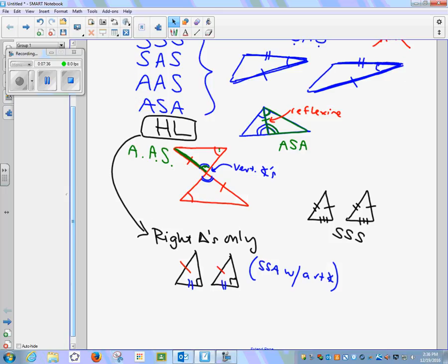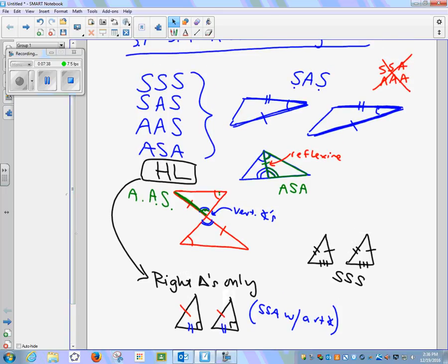Okay, so with the first 4 postulates that we talked about, when you're writing a proof, you're going to have 3 congruent statements. Right? Either an S, an S, and an S, or an S, an A, and an S, whatever. 3 congruent statements. But with HL, how many congruent statements do we have?